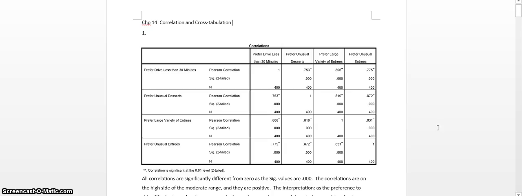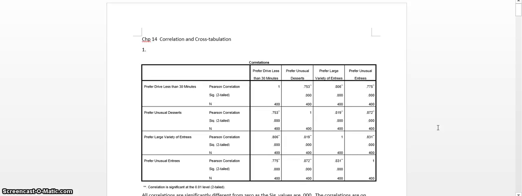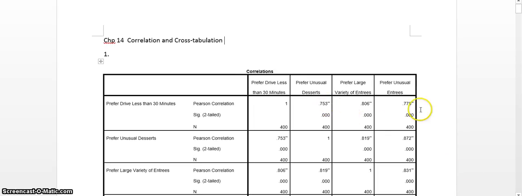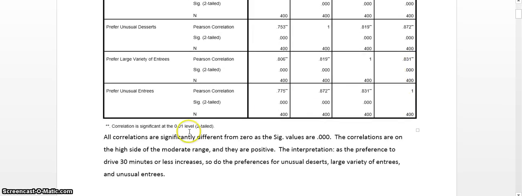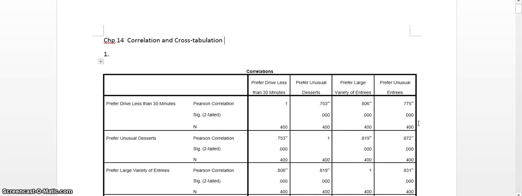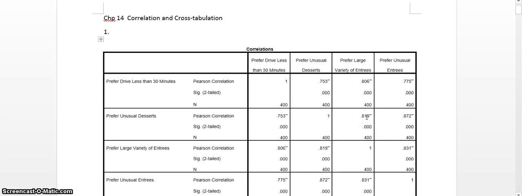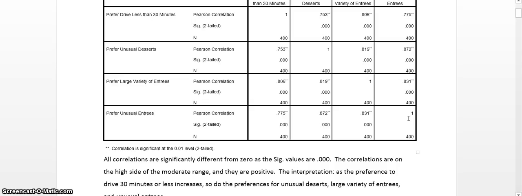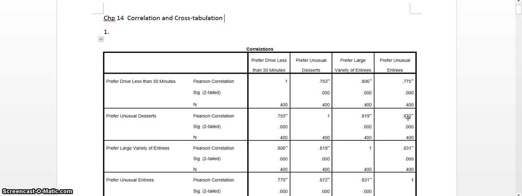Now when you do a correlation, we have to really look at the question. So for this very first question, they compare the preference for drive less than 30 minutes to every other variable. So in this case, we would first have to always report the significance. Here you can see there are two stars beside the number, so it's significant at 0.01. That's the first thing you have to say, that we have is significantly different from 0, because the sig value is less than 0.01.